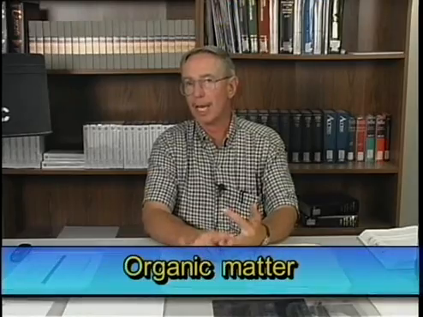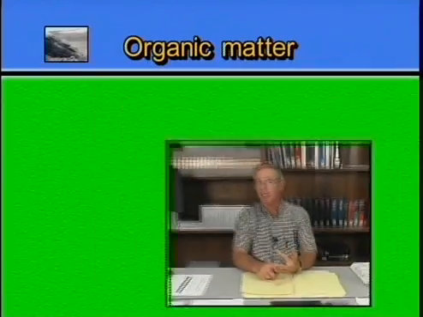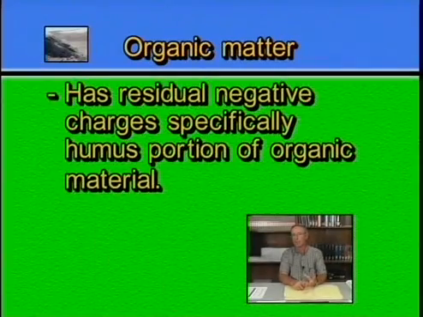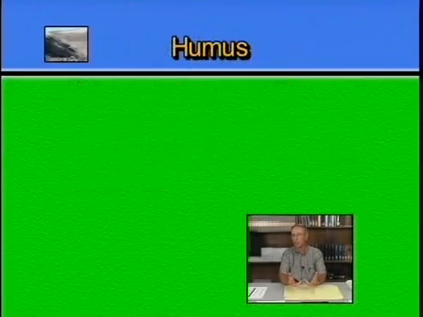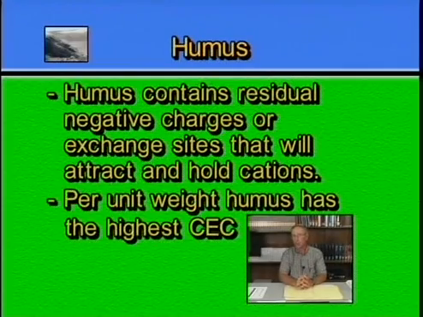One additional characteristic or component of the soil that has a very great influence on cation exchange capacity is the organic matter. Organic matter also has residual negative charges, specifically on the humus portion of the organic material. So once organic material becomes decomposed and part of that semi-stable portion in the soil, the humus portion, humus also contains residual negative charges or exchange sites that will attract and hold these cations. Per unit weight, humus has the highest cation exchange capacity.